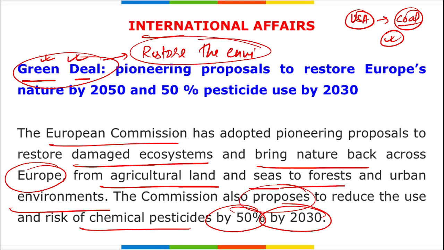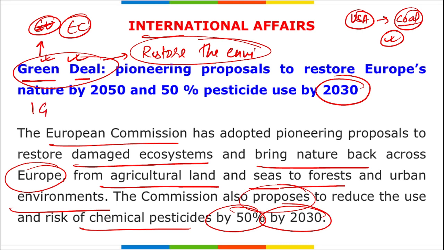So a question can be asked that this Green Deal was adopted by which organization? It was the European Union, or you can say the European Commission, that has adopted this Green Deal. And it was the proposal to restore Europe's nature by 2050 and reduce the use of pesticides by 50% by the year 2030.